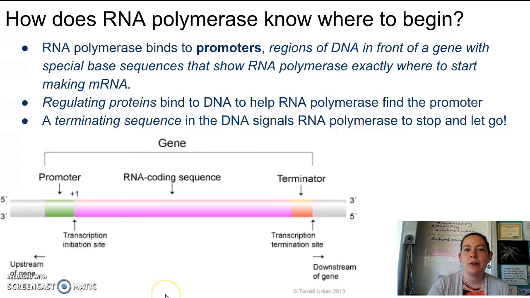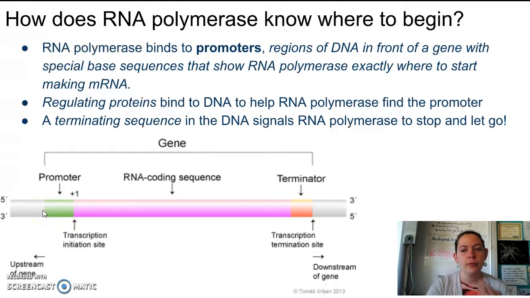So how does RNA polymerase know where to start? I mean, there's this big, long DNA molecule with tons of genes on it, and lots of space in between the genes, too. So RNA polymerase actually needs a little bit of help to know exactly where to start and stop. There's one spot that RNA polymerase is going to bind to on the DNA, and that's called a promoter. So kind of it promotes the gene. So in front of the gene, shown here in pink, right in front is this area called the promoter, and it has a special sequence of bases that shows RNA polymerase exactly where to start making the mRNA. And there will be regulating proteins that come in and bind to the DNA as well to help RNA polymerase find the promoter.